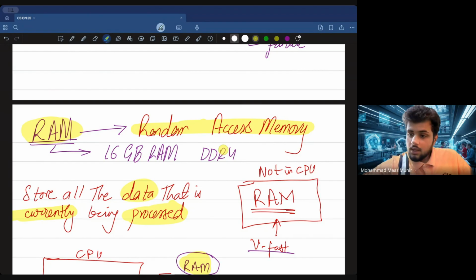It's in all those devices which have a computer in them. Even the phone you get has some sort of RAM. So abhi jo aap log ke phones hain, maybe if you have a Samsung device, uske andar maybe 4 GB RAM or 6 GB RAM.